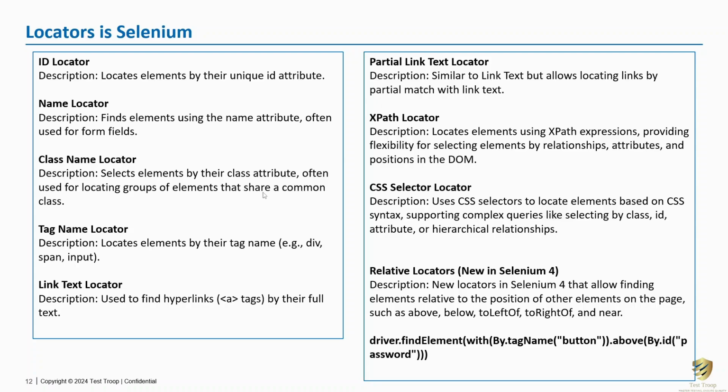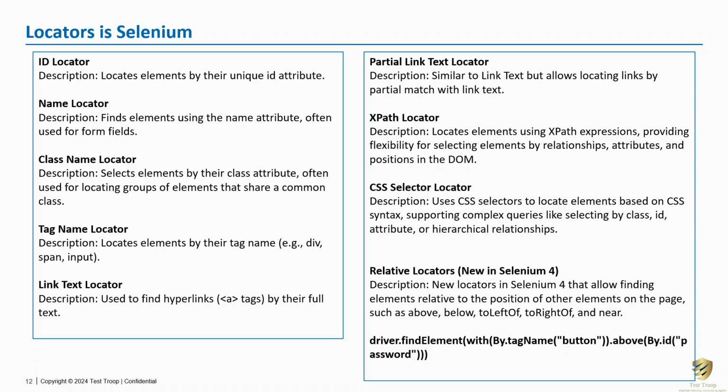Now Selenium 4 introduced a new way of locating elements, which is called relative locators. It is a new kind of locator in Selenium 4 that allows finding an element relative to its position. For example, if you find an element by tag name as button, and there is an element above or below it, you can use it in combination with above, by id, something like this.